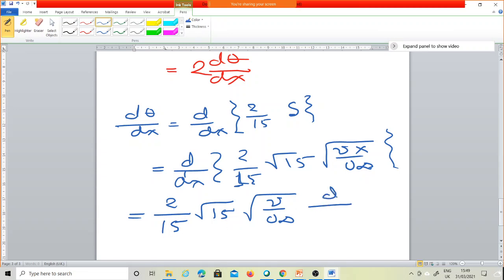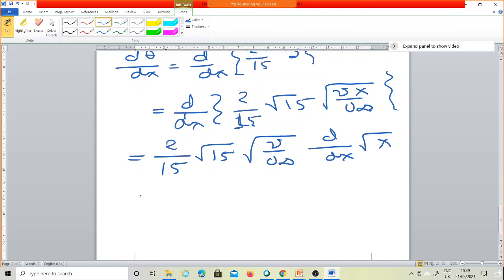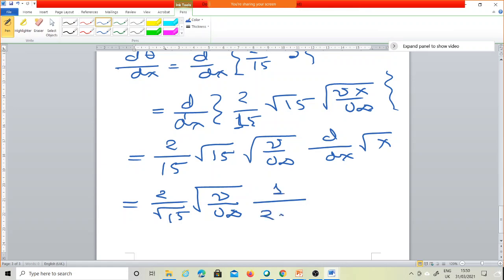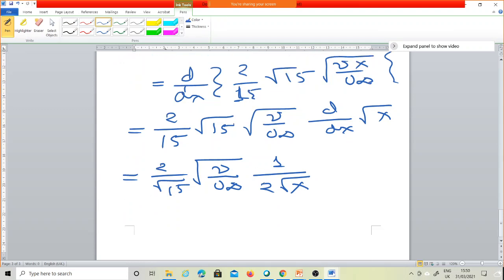So you need to find out d/dx of root x, right? So what is the d/dx of root x? Who can say? Who can say what is the value of d/dx of root x? Nobody knows. You forgot. It is 1 over 2 root x. d/dx of root x is 1 over 2 root x. Yeah. So this will cancel out, right?